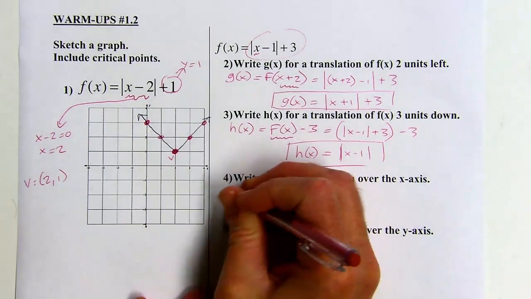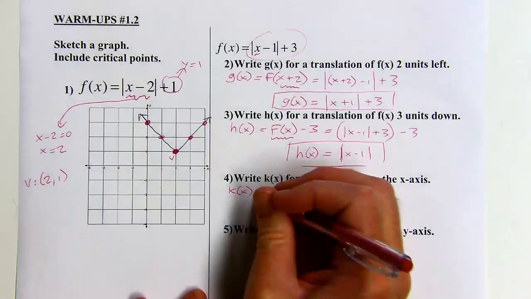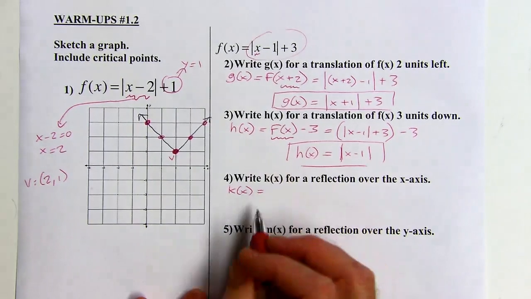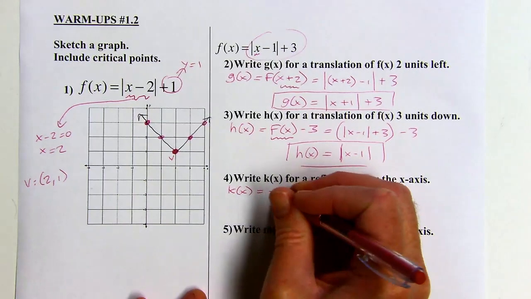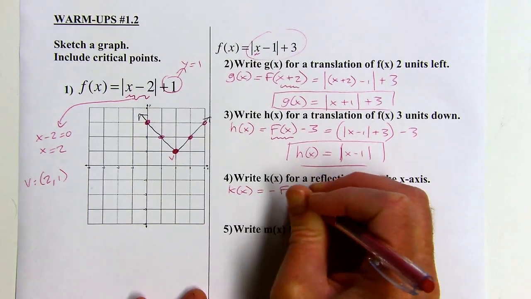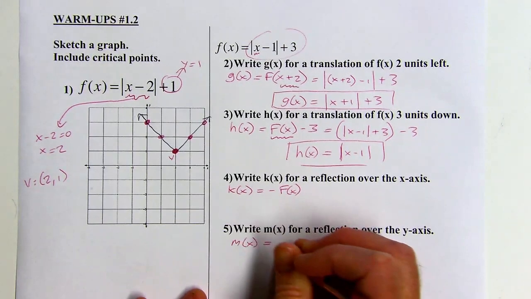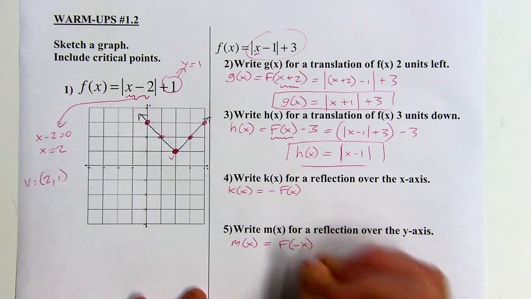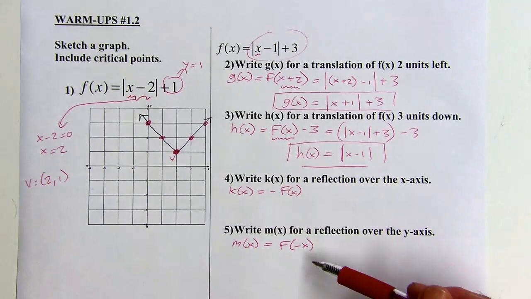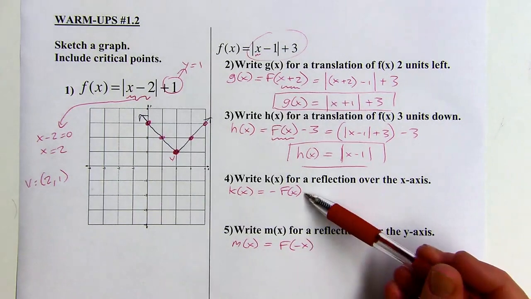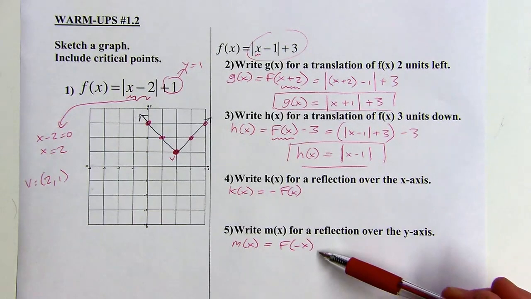So k of x, we're going to reflect over the x-axis. And to reflect over the x-axis, you're going to take the opposite of the whole function. Okay? As opposed to going over the y-axis, where we're going to take the opposite of the input. I haven't finished that one yet, but I just want to show you the difference. This is going over the x-axis. This one's going over the y-axis.